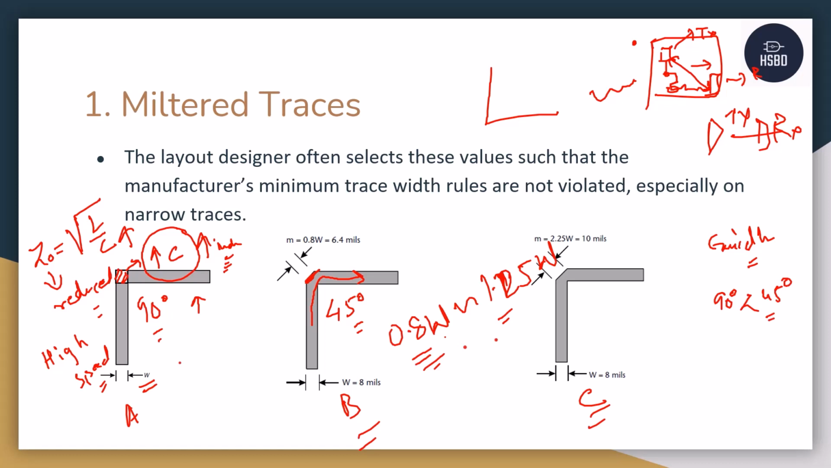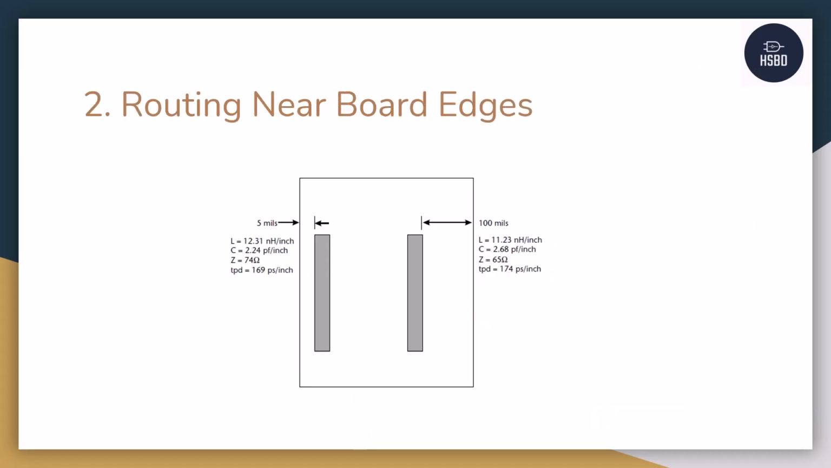In case of low speed, you can always use 90-degree, which will not put much effect on your signal. 90 to 45-degree, and the chamfering length should be 0.8 of the trace width to 1.25 of the trace width. So these are the guidelines that you are going to follow when you are putting up the chamfering part or the mitering part.